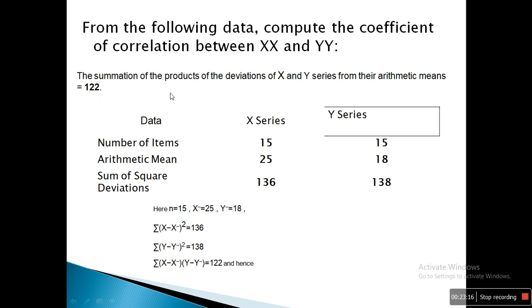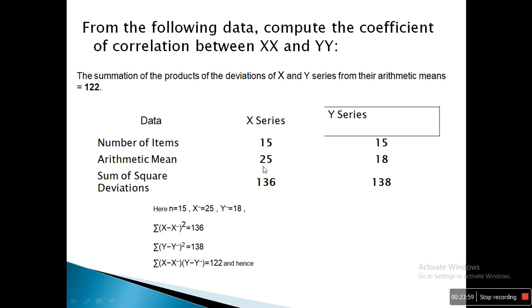Now how do we interpret this line? Quickly come to the last sentence of the slide. Summation of the product of deviation of x and y series. So this is deviation of x and deviation of y and their product, and then its summation is equal to 122. This is one value we got. Apart from that, we know that n is 15, mean x is 25 and mean y is 18. You can see here also arithmetic mean of x series is 25 and arithmetic mean of y series is 18.